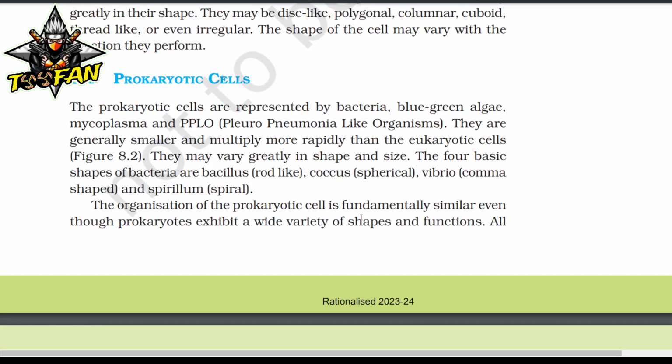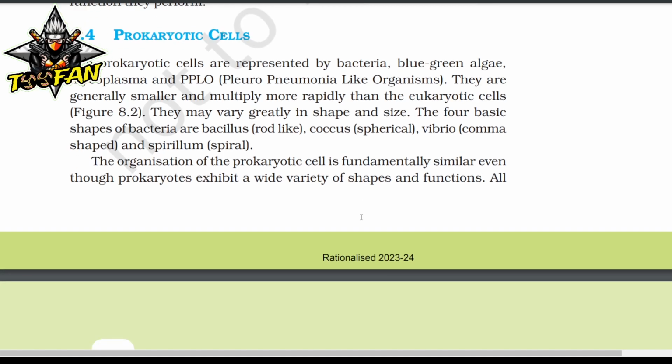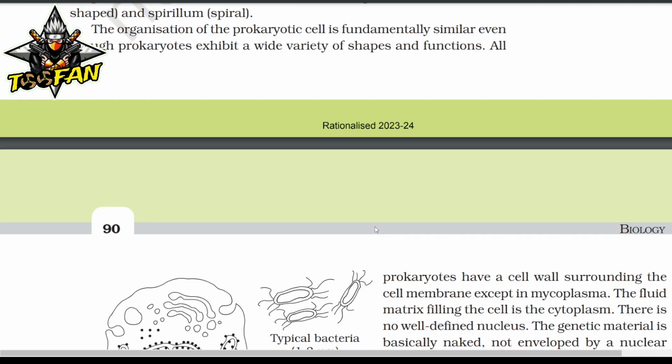Now, the prokaryotic cell. The prokaryotic cells are represented by bacteria, blue-green algae, mycoplasma, and PPLO, pleuropneumonia-like organisms. They are generally smaller and multiply more rapidly than eukaryotic cells. They may vary greatly in shape and size. The four basic shapes of bacteria are bacillus, coccus, vibrio, and spirillum. The organization of the prokaryotic cell is fundamentally similar, even though prokaryotes exhibit a wide variety of shapes and functions.